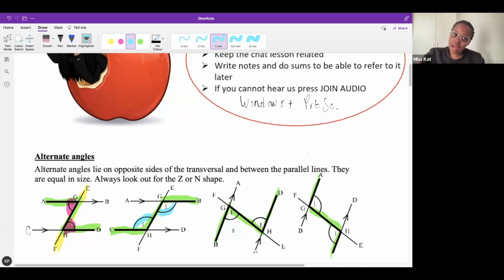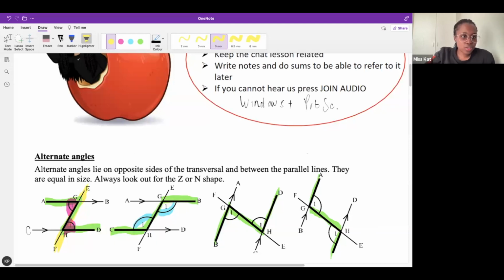So what can you guys tell me about alternate angles? Now we know how to identify them. Who knows? How do alternate angles relate to one another? Let's see if anybody remembers. How do alternate angles relate to one another? It's on the screen, guys. Come on, come on. Let's pick up our participation. Thank you, Farid. They are equal in size.